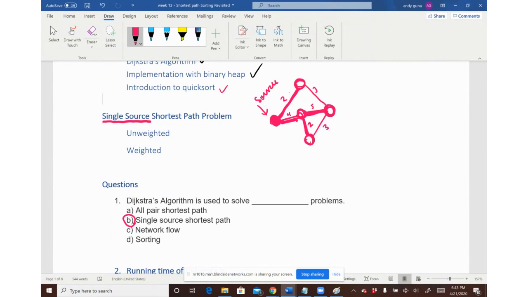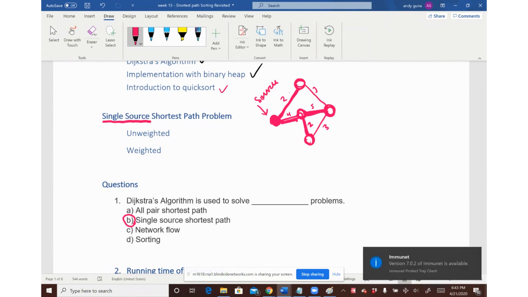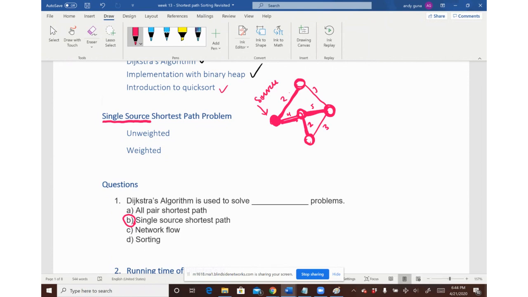All pairs shortest path is essentially an algorithm that computes the shortest path between any two pairs. In Dijkstra's algorithm, you just pick one source and then you try to find the shortest path to all the others. Okay, and network flow is a different type of algorithm. Definitely, it's not sorting or Dijkstra's algorithm.